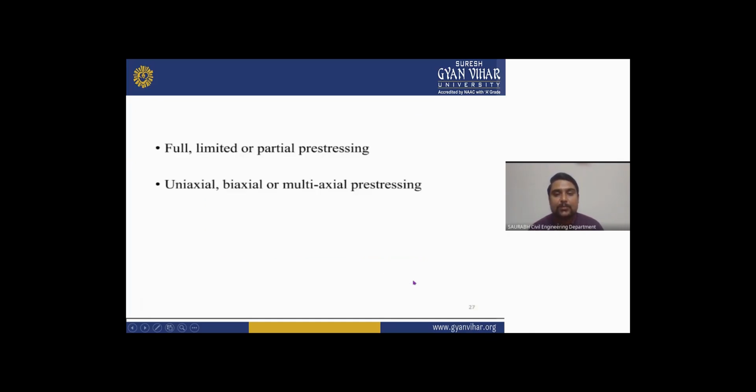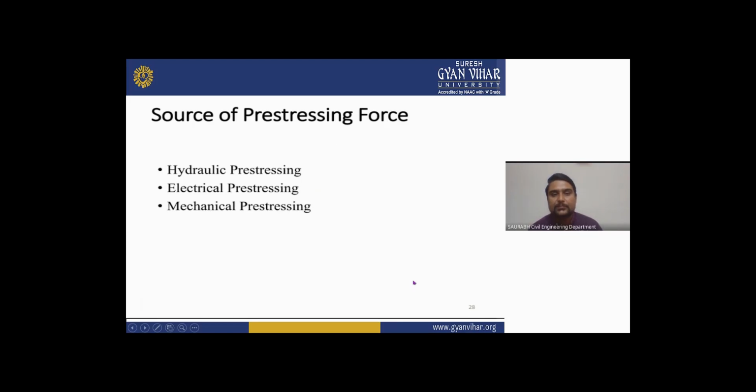Now full or limited or partial pre-stressing is also a method of pre-stressing of concrete, and there is one more, uniaxial and biaxial or multi-axial pre-stressing, which is also used in the preparation of concrete members. Now we will see the source of pre-stressing force. There is hydraulic pre-stressing, electrical pre-stressing and mechanical pre-stressing.